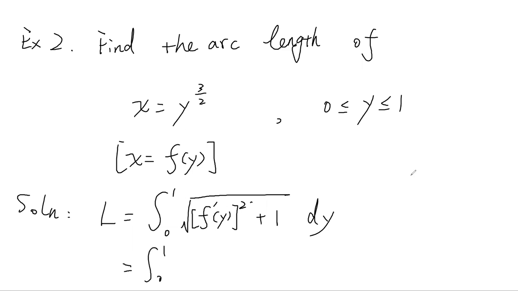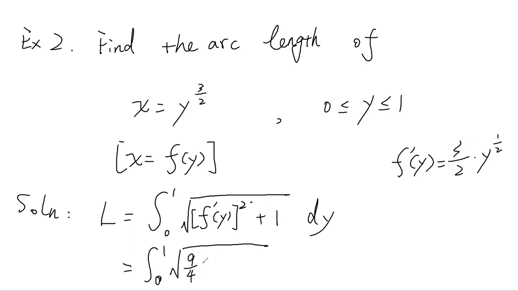Now f prime of y is simply 3/2 times y to the 1/2, using the formula for the power function. And its square will be equal to 9/4 times y, plus 1, and then dy. So now we get the expression of the arc length of this curve. And all we need to do is just to solve this integral.